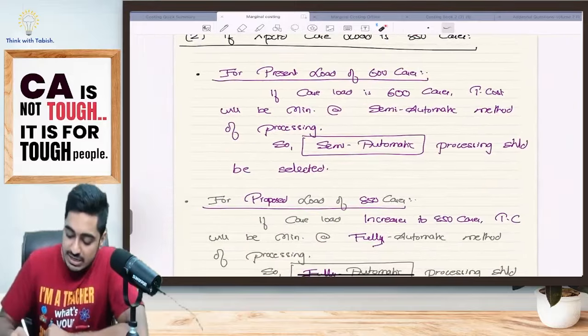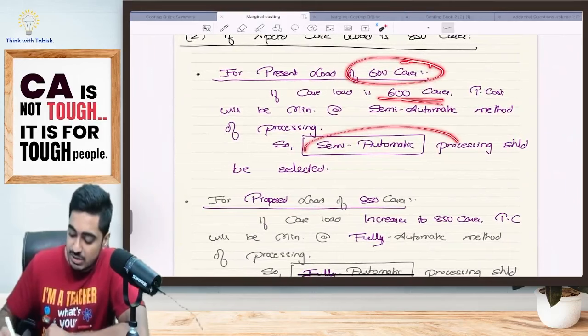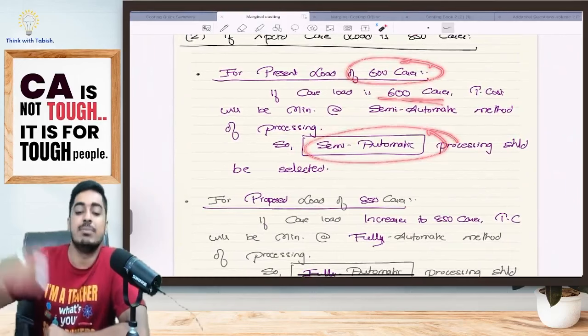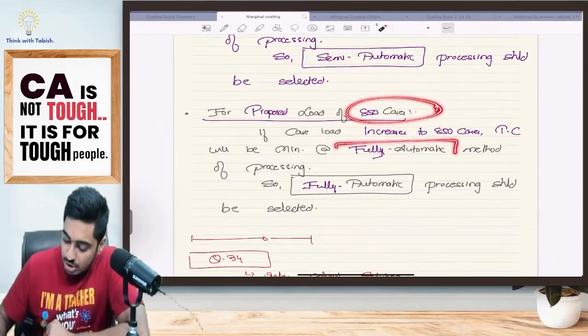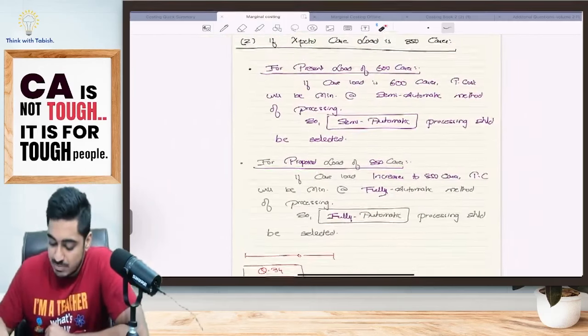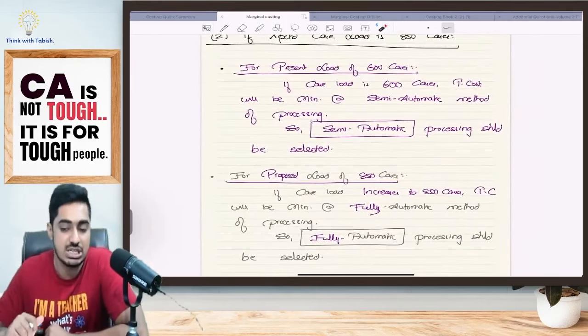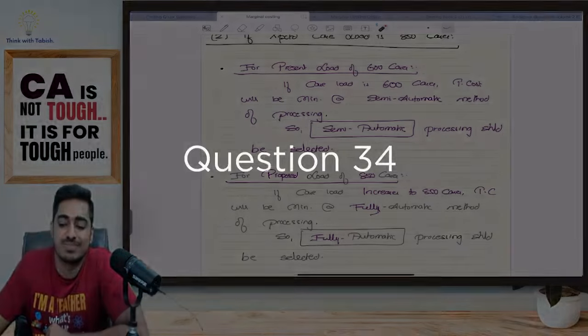Right now I'm having 600 cases, and for 600 cases, semi-automatic is best. But imagine it increases and becomes 850 cases. Then which one is best? Fully automatic method of processing will be best. Is this clear, everyone? So in a simple way, I have given the explanation. Is that all, sir? Is the question over? Yes, my dear, the question is over, students.